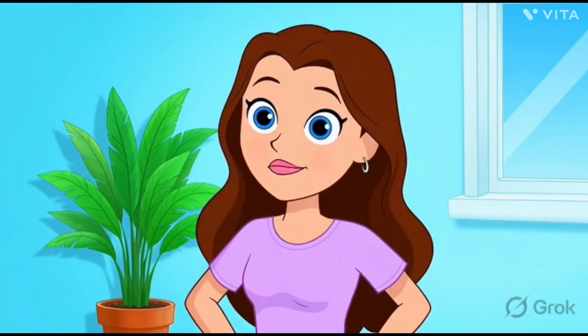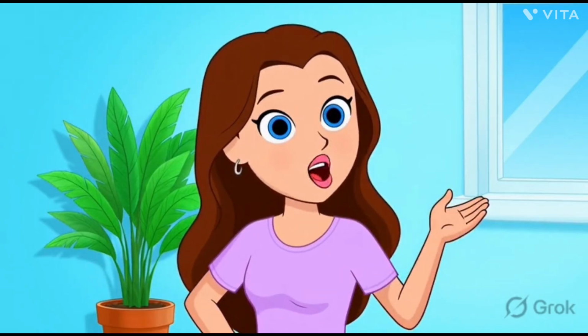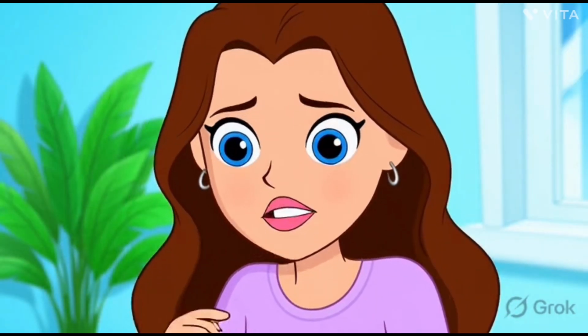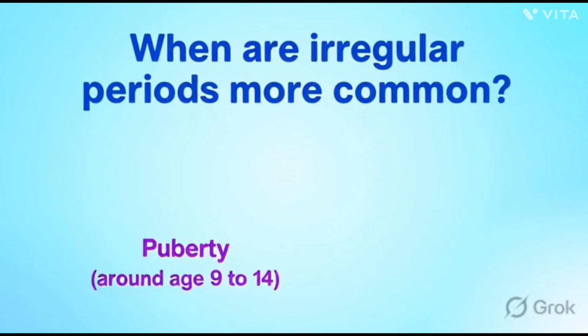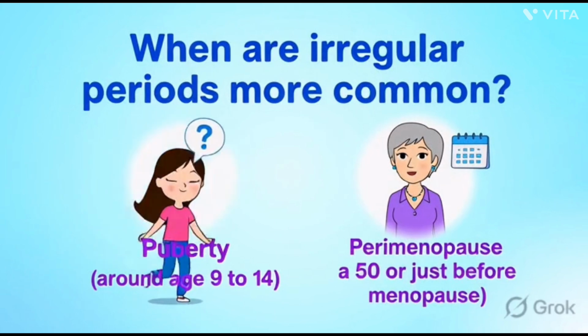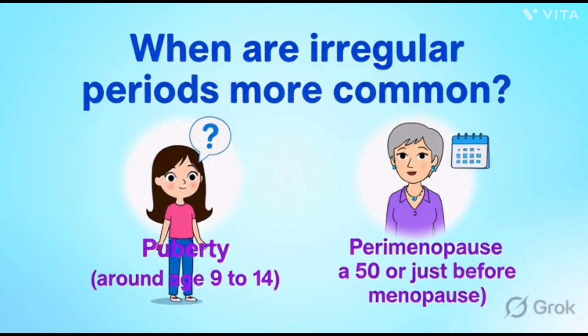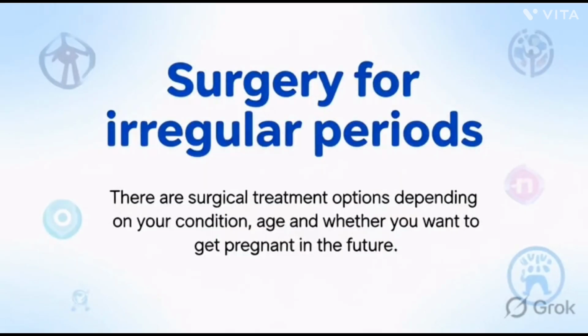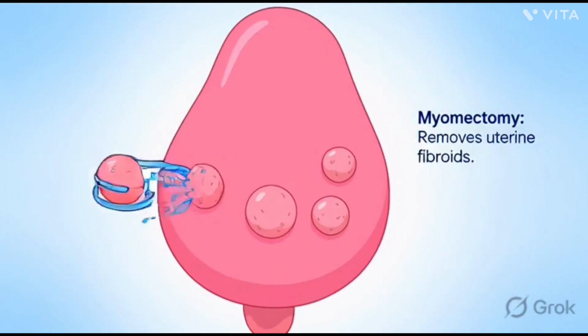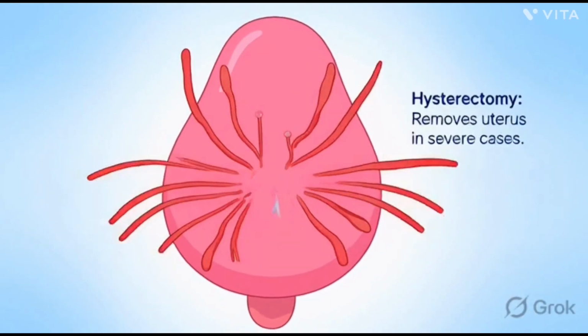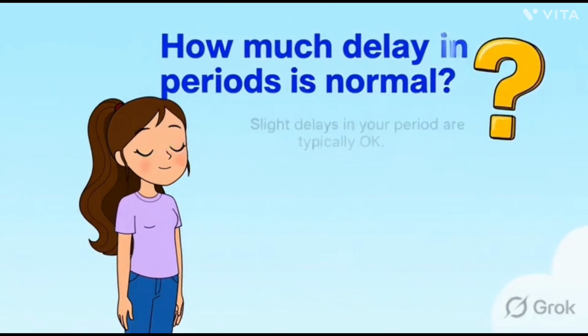Should I be worried if my period is irregular? Irregular periods may be nothing to worry about. However, certain symptoms could be a sign of a bigger problem. Irregular periods are more common during puberty, around age 9 to 14, and perimenopause, around age 50. There are surgical options for irregular periods. Endometrial ablation destroys the uterine lining. Embolization blocks the blood supply.